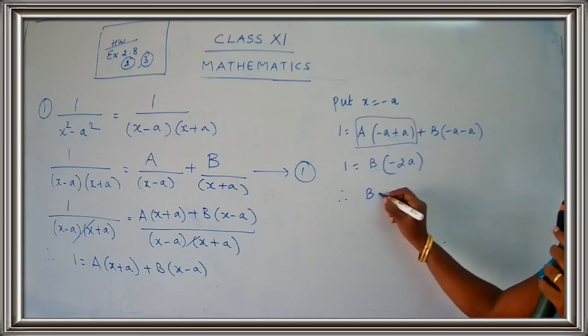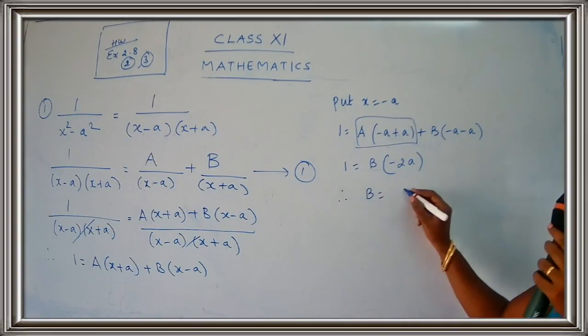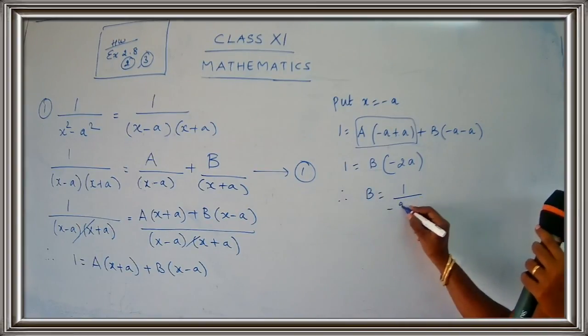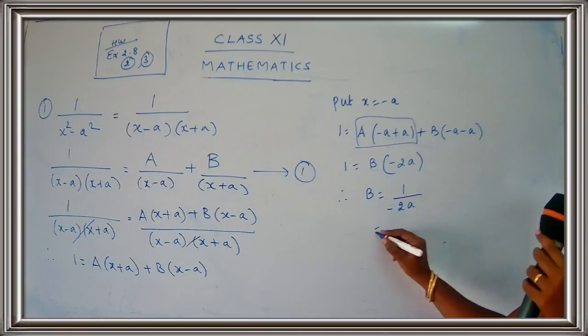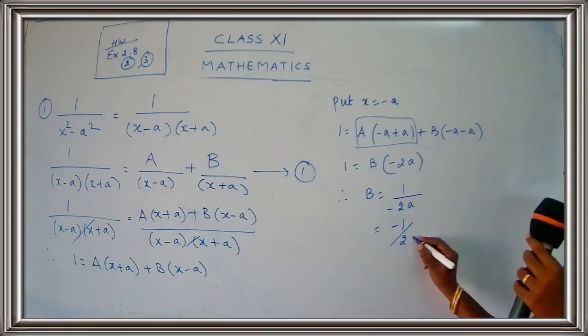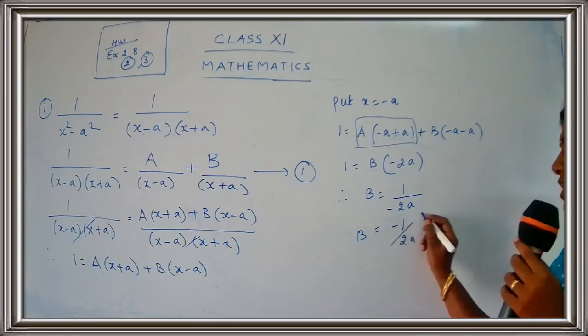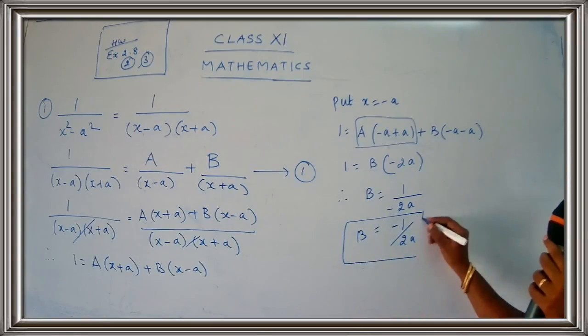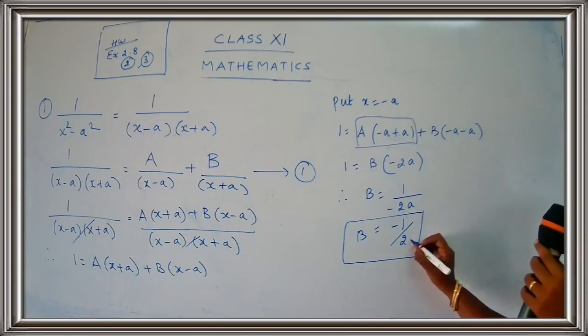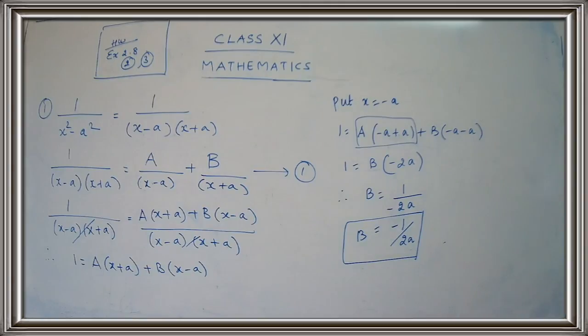So very simple. I got the value for b. What is the value for b? b is equal to 1 upon minus 2a. So you have to write as minus 1 upon 2a. Try to keep the negative on the numerator part. Do not keep the negative on the denominator part. So we have got the value for b. What is the value for b? It's minus 1 upon 2a.